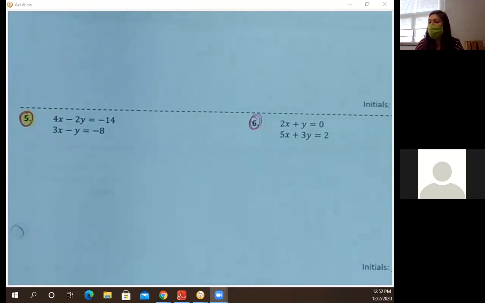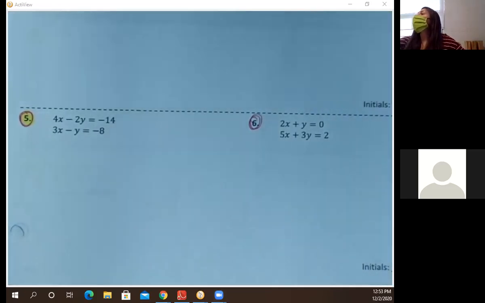No, not yet. For my x's, I have 4 and 3. And for my y's, I have -2 and -1. So what I'm going to end up having to do is to multiply one or maybe both of those equations by some number to get those variables, whichever ones I choose, to have opposite signs.